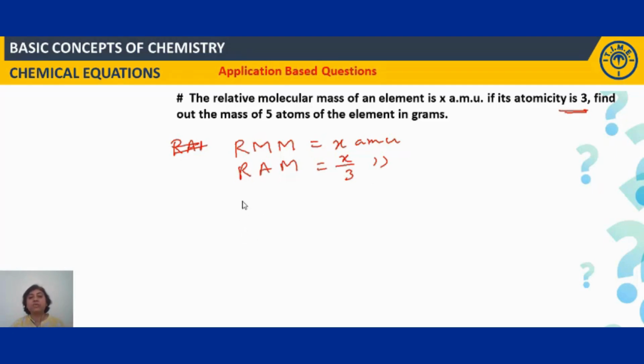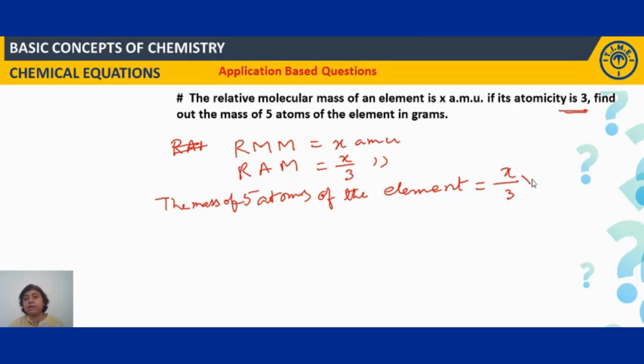So what is the mass of 5 atoms of the element in AMU? First let us see. The mass of 5 atoms of the element is equal to x by 3 into 5. What is the unit? I told 5 atoms, so it is AMU.